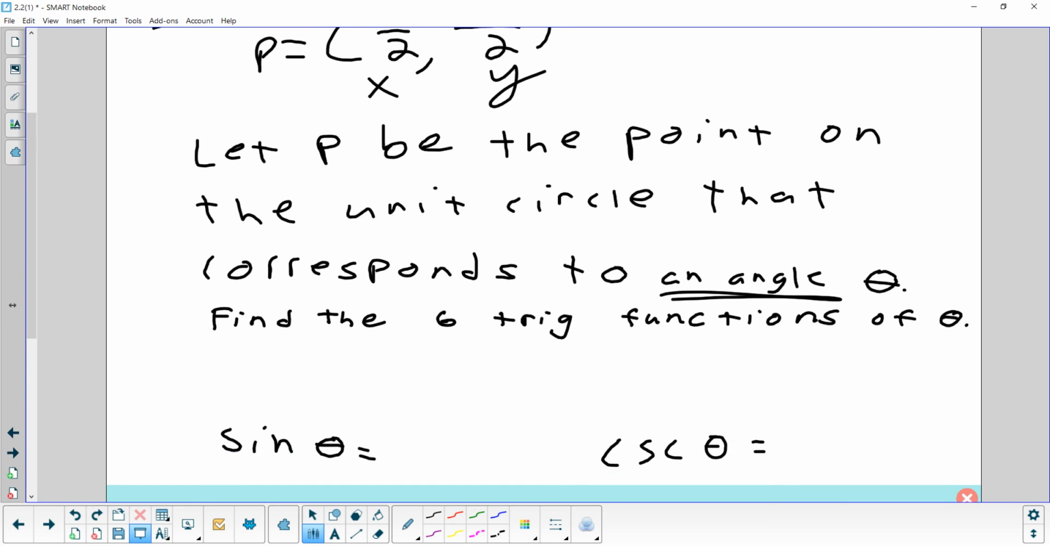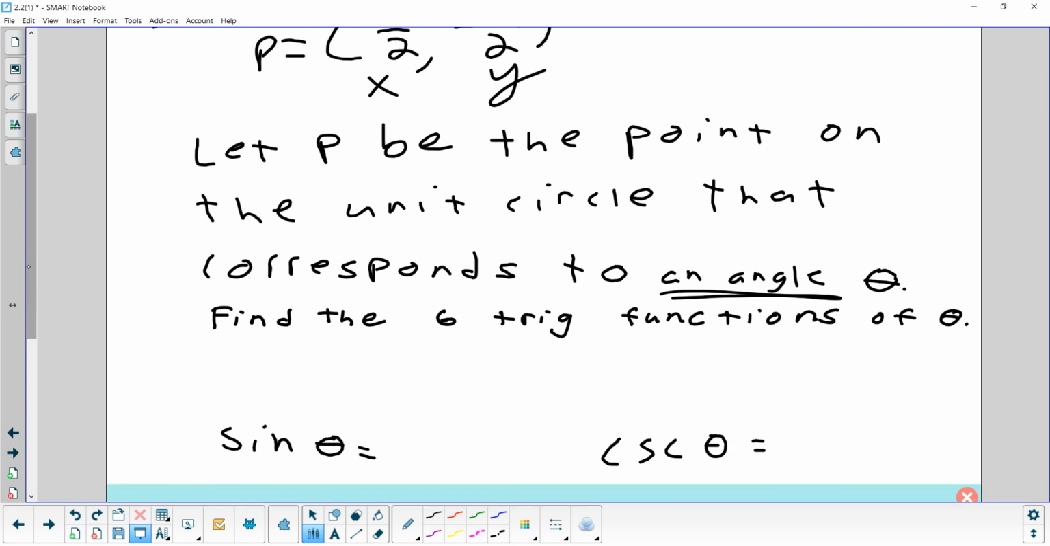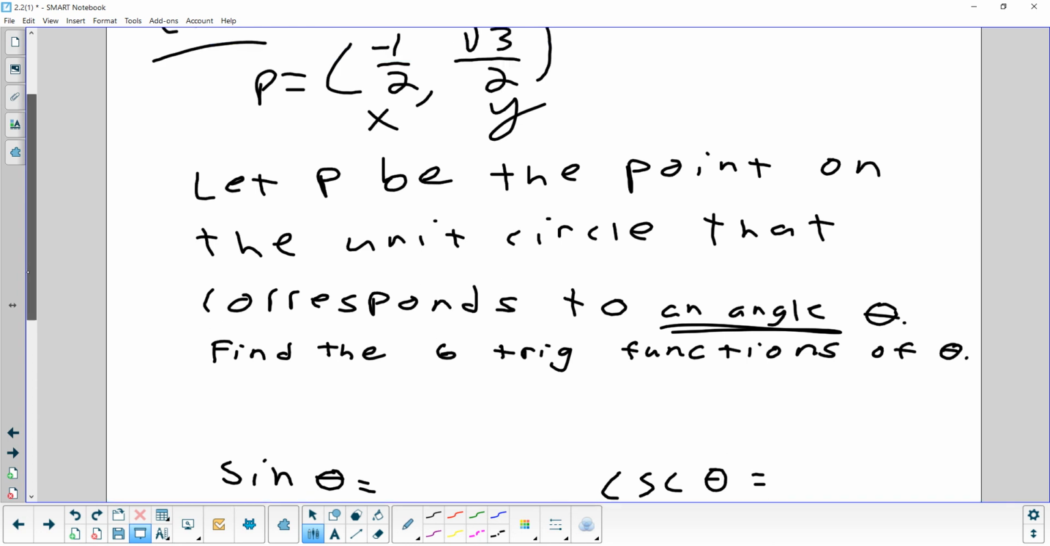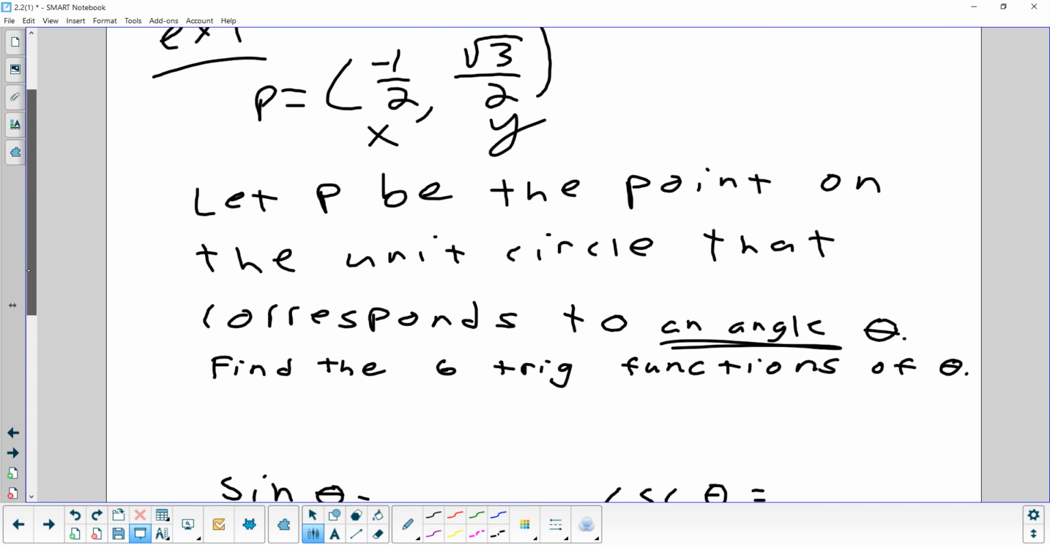All right, let's start with the sine. Ben, what was the formula we had for sine? Equals what? Yep, sine is the y value. Frankie, what's my y value in this problem? Yep, what is it?